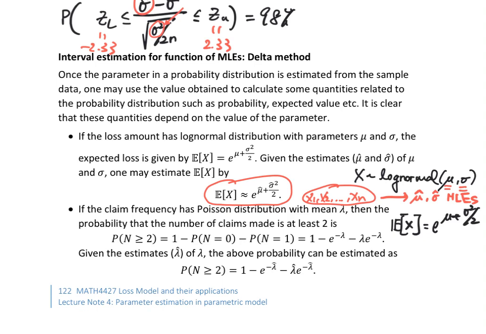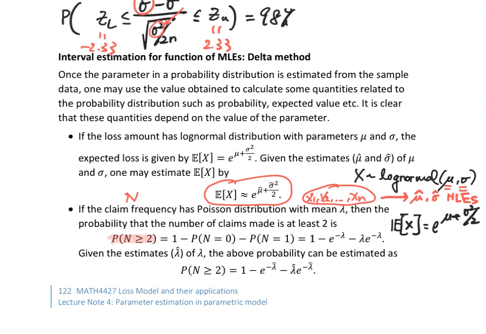Another example can be about the claim frequency. For example, let's say the claim frequency in a certain insurance policy has a Poisson distribution with mean lambda. Our target is to estimate the probability that you have at least 2 claims in this insurance policy.